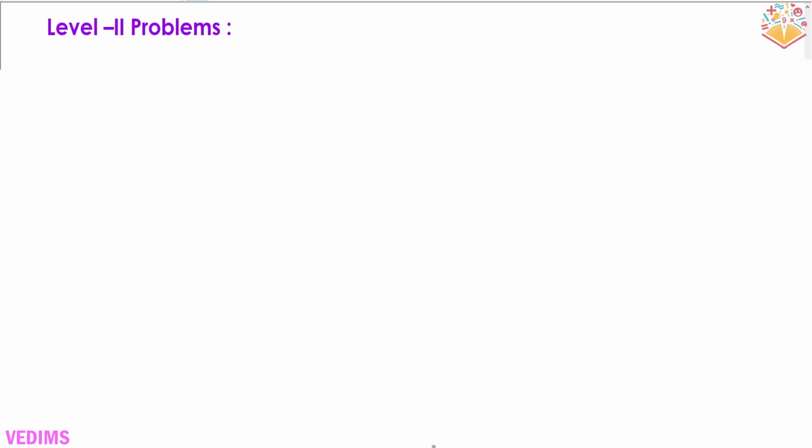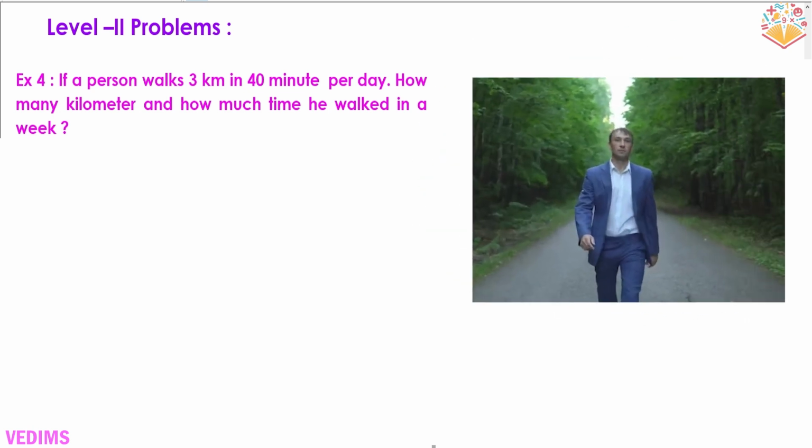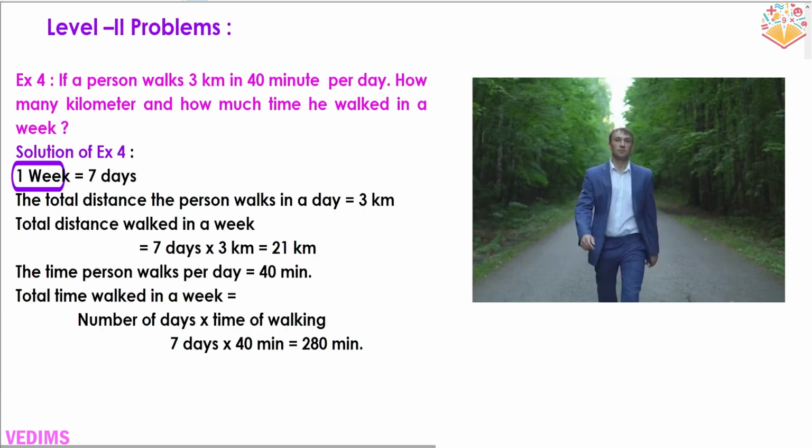Let us take another example. If a person walks 3 kilometers in 40 minutes per day, how many kilometers and how much time does he walk in a week? 1 week means 7 days. The total distance a person walks in a day is 3 kilometers. Total distance walked by the man in a week will be 7 times 3, that is 7 days into 3 kilometers, which is 21 kilometers. The time the person walks per day is 40 minutes. Total time walked in a week is equal to number of days into time of walking per day. 7 days into 40 becomes 280 minutes.